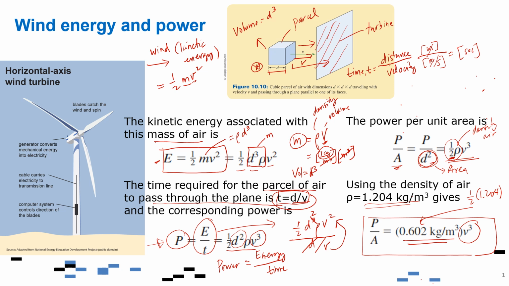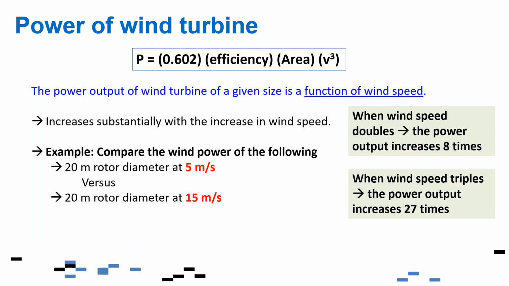But of course, in wind power, this is not usually 100% efficient. So there must be an efficiency that we need to include in this formula. So the final formula for the power of a wind turbine is basically 0.602 times the efficiency, which is in terms of this symbol, times the area times v cubed. So this is velocity.